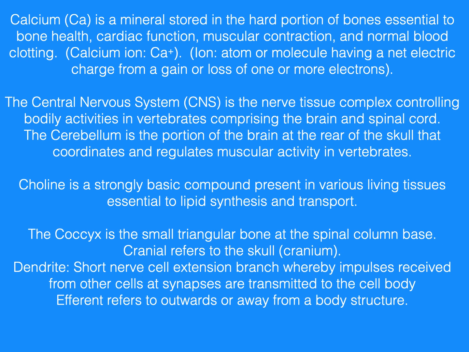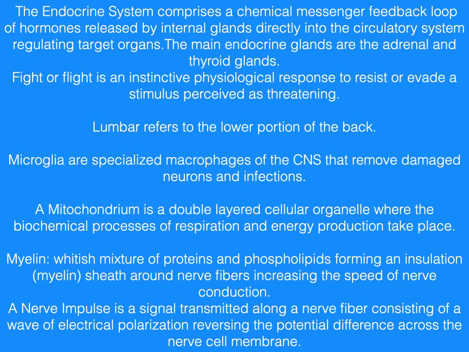Choline is a strongly basic compound present in various living tissues, essential to lipid synthesis and transport. The coccyx is the small triangular bone at the spinal column base. Cranial refers to the skull. Dendrite, short nerve cell extension branch whereby impulses received from other cells at synapses are transmitted to the cell body. Efferent refers to outwards or away from a body structure.